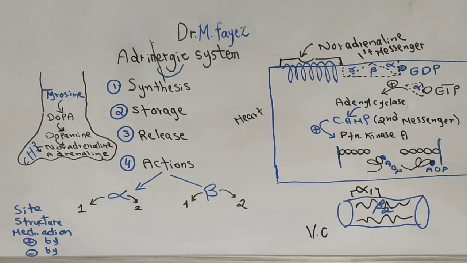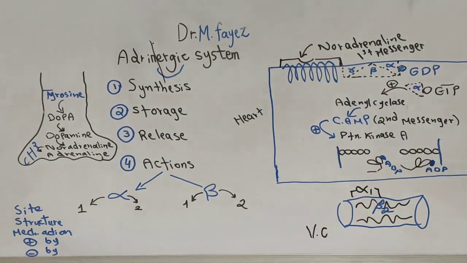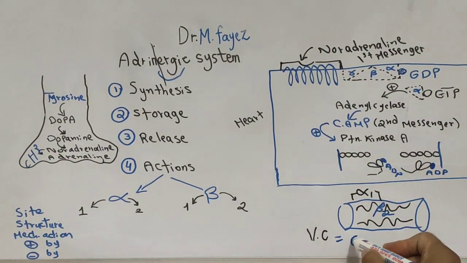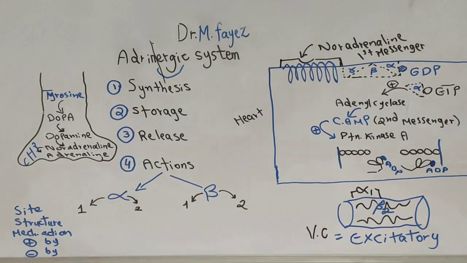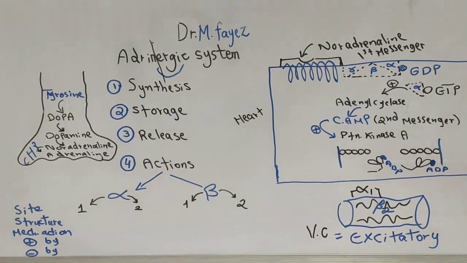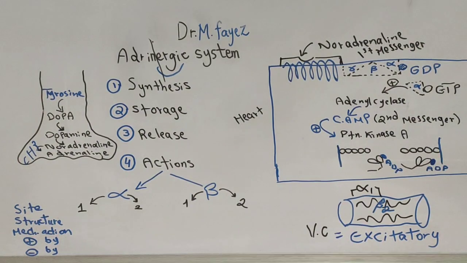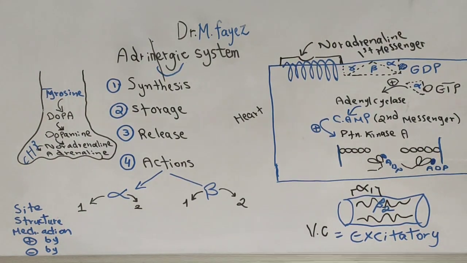Vasoconstriction, or constriction of the organ, means in physiology excitatory, which is important. In order to say that excitation occurs or not, it depends. If you have contraction of the organ, it is excited, stimulated or activated. If not, it is called inhibitory. Suppose the vessel relaxes, so this is inhibitory.